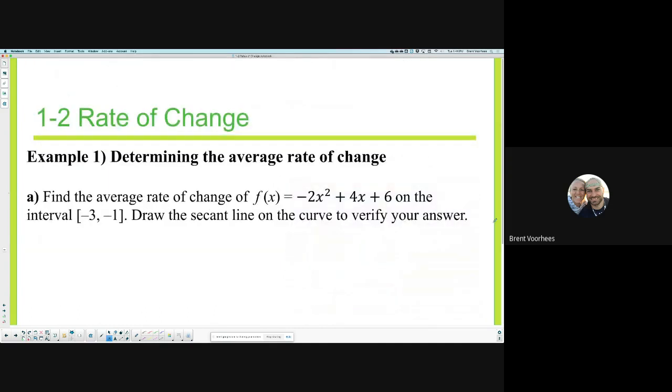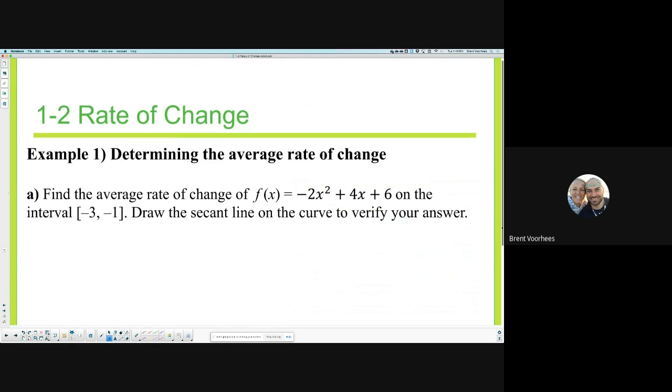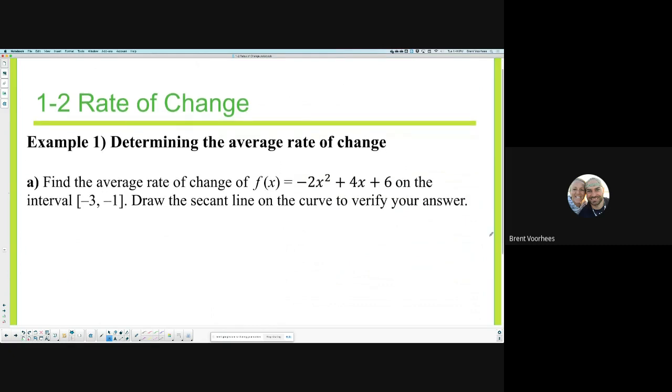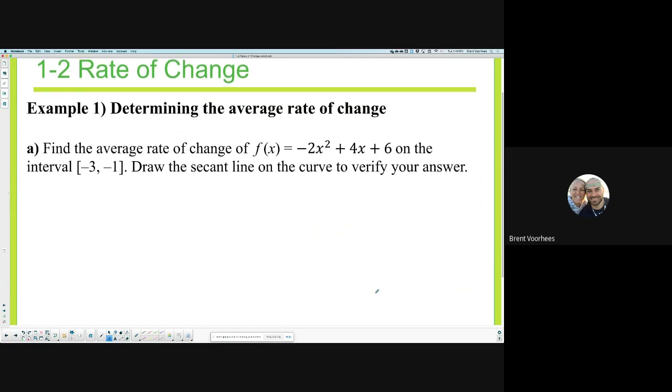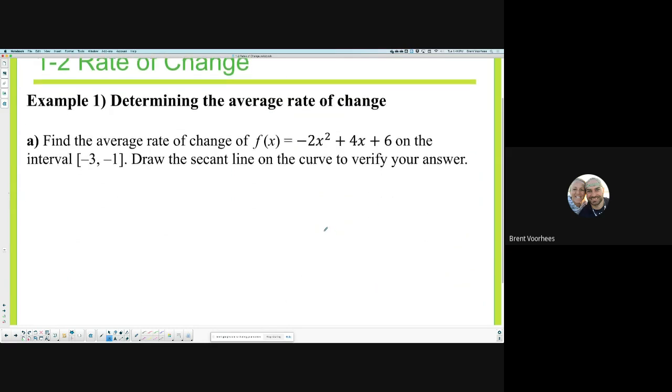Okay, did everybody grab a calculator? All right, great. It says find the average rate of change of f of x equals negative 2x squared plus 4x plus 6 on the interval negative 3 to negative 1. Draw a secant line on the curve to verify your answer.